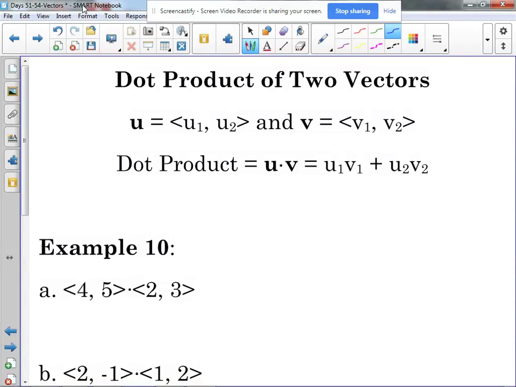So here is how you actually multiply two vectors. We call it the dot product. It's essentially kind of like distributing, and it's really like adding. You multiply your x components together, you multiply your y components together, and then you add those two products. That's all you do for the dot product. Multiply your x's, multiply your y's, add those two numbers together.